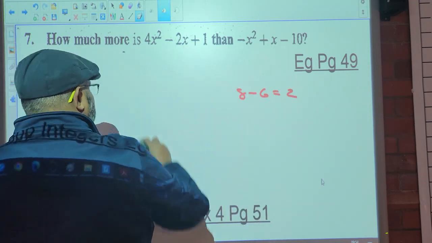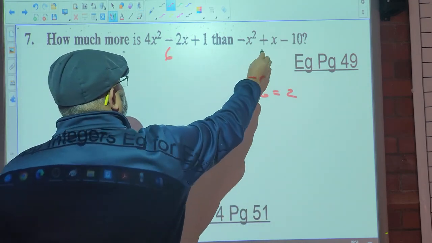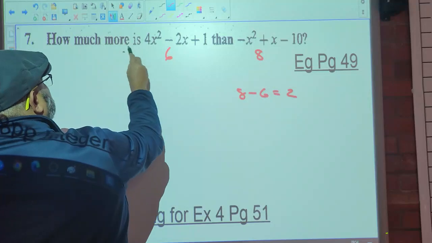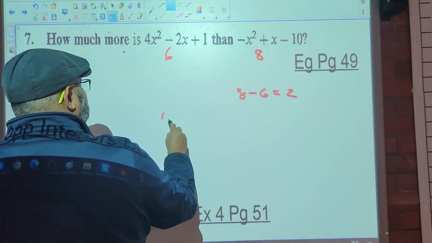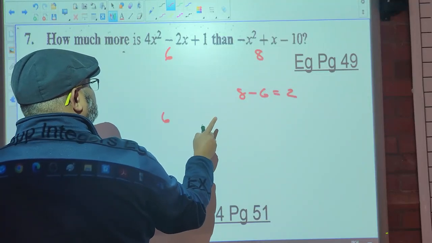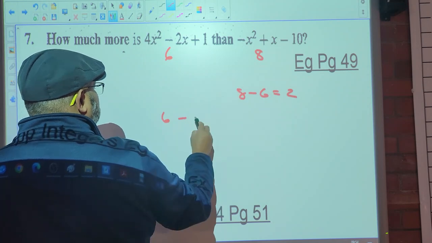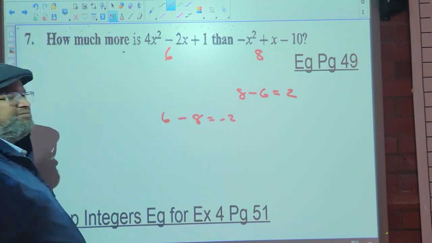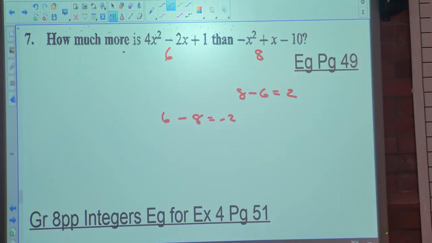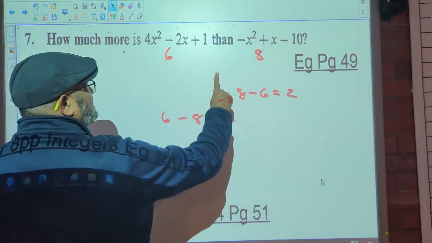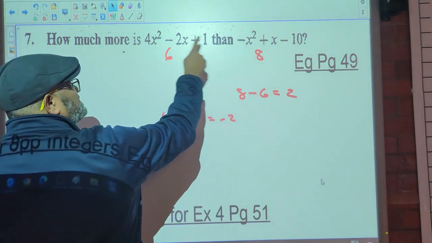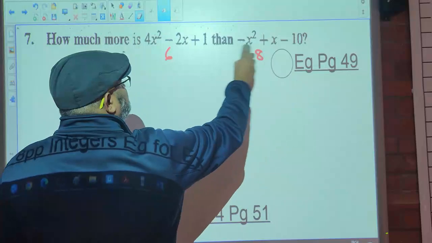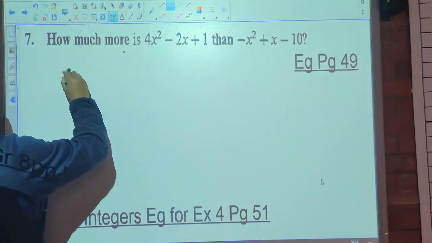What if we had put 6 here and 8 there? How much more is 6 than 8? Negative. Right. So how did we get that? We took whatever is written first and we subtracted the second. Right. So what is written first?